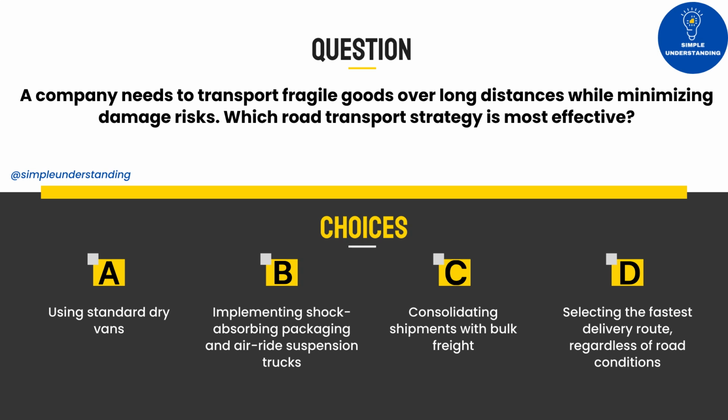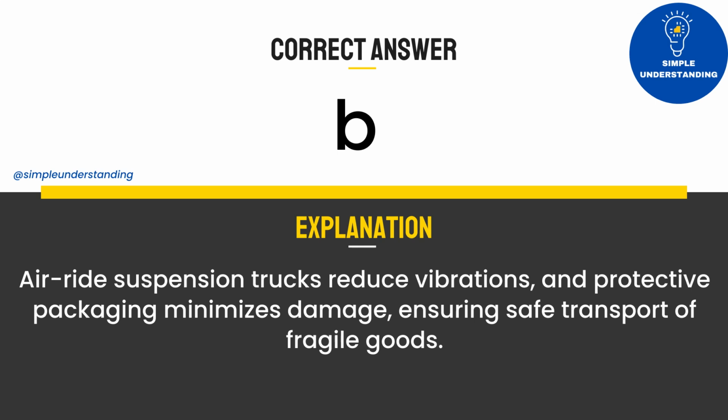B. Implementing shock-absorbing packaging and air ride suspension trucks. C. Consolidating shipments with bulk freight. D. Selecting the fastest delivery route, regardless of road conditions. Correct answer, B. Explanation: air ride suspension trucks reduce vibrations, and protective packaging minimizes damage, ensuring safe transport of fragile goods.